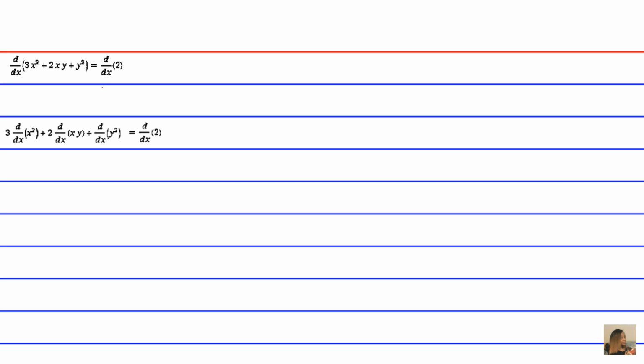Now we're going to differentiate the sum term by term and factor out constants. So 3 times d/dx of x squared plus 2 times d/dx of xy plus d/dx of y squared. Notice that we're differentiating with respect to x rather than y. It doesn't really matter which one you choose, but the convention is usually to choose x. All right, is equivalent to d/dx of 2.